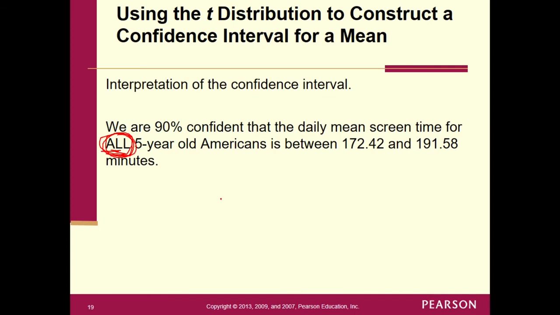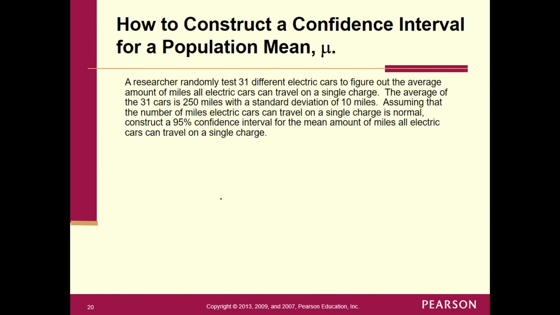All right, we'll do one more. A researcher randomly tests 31 different electric cars. I doubt I could even find 31 different models of electric cars, but let's just pretend there are 31 out there so we can do the problem here, to figure out the average amount of miles all electric cars can travel on a single charge. The average of the 31 cars is 250, standard deviation of 10 miles. Assuming that the number of miles cars can travel is normal, construct a 95% confidence interval for the mean amount of miles all electric cars can travel on a single charge.